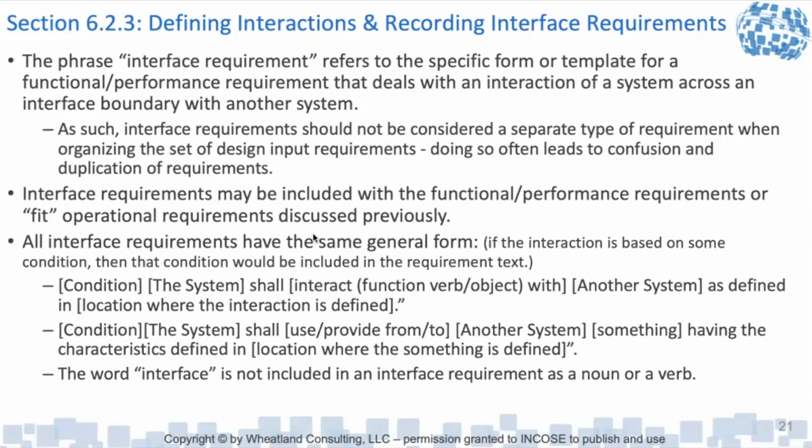All interface requirements have the same general form. And if the interaction is based on some condition, you'd have a condition statement to go with that. So: condition, the system shall interact, some function, verb-object pair, with another system as defined in some location. And a key part of interface requirements is that they include a pointer to where the actual interaction is defined. This is important because that interaction has to be agreed to by both parties that are involved in the interaction.